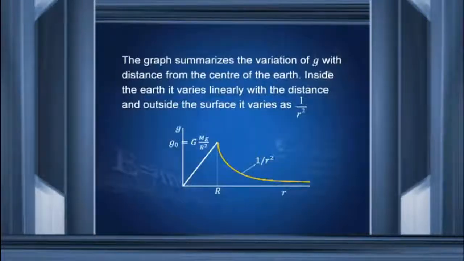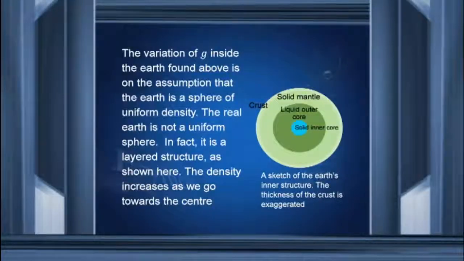So, from the center of the earth, the value of g varies linearly up to a distance r, and then from that point it varies as 1 by r squared. That is the value of g variation from the center of the earth. Remember that this value of g, the variation that we have considered, is on the assumption that the earth is a uniform sphere. The real earth is not a uniform sphere.